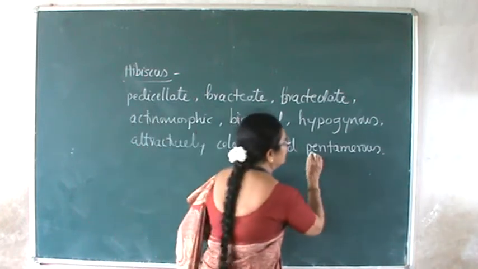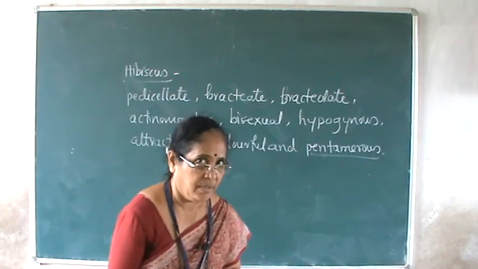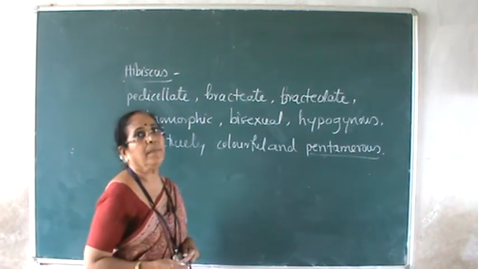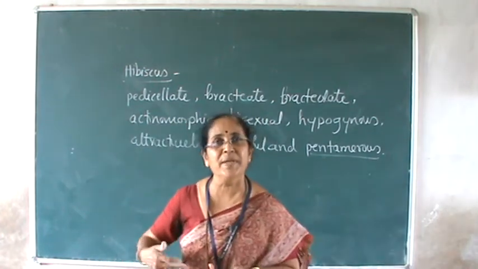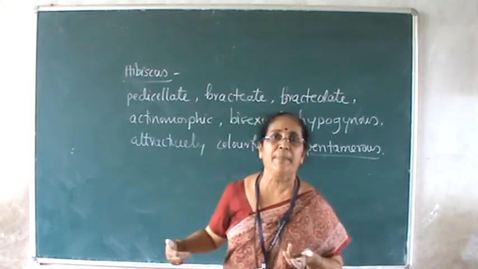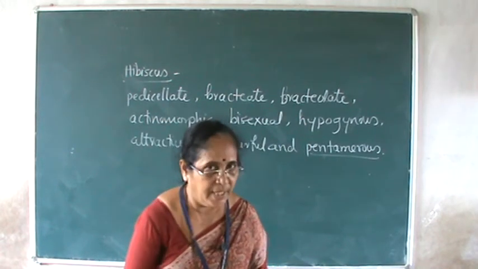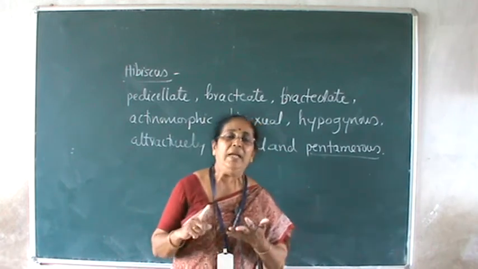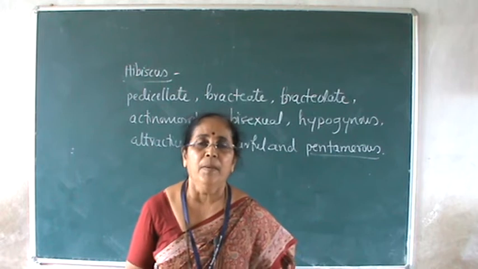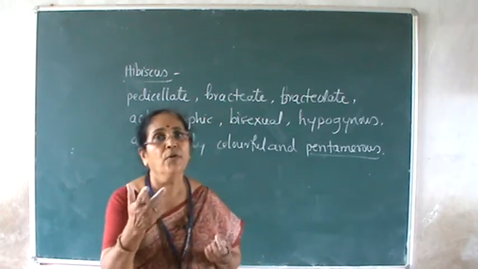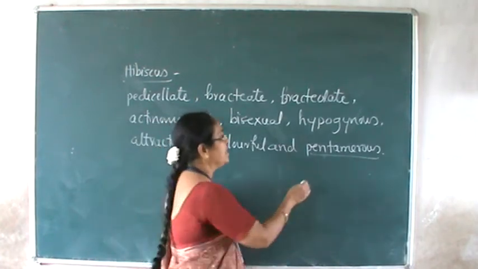So what I left is the pentamerous condition. Why is it a pentamerous flower? I am going to continue with calyx, corolla, androecium, and gynoecium separately, and you are going to study all the whorls separately. You are going to count the number of sepals in the flower, the number of petals, the androecium, and the gynoecium, the number of carpels, etc. By counting all these floral parts, you will give a number to the flower, that is penta. This is 5.